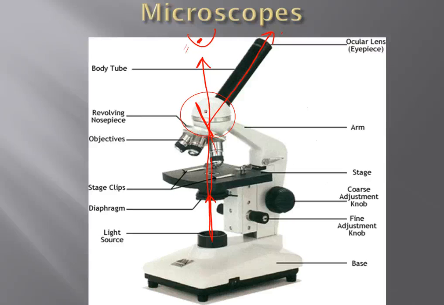So we want to be incredibly careful with our microscopes, only grabbing them by the arm and the base. That's 2 hands now, and never putting them on a table closer to the edge than 1 palm width.